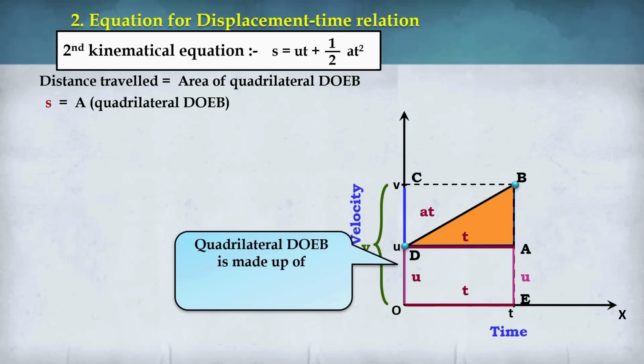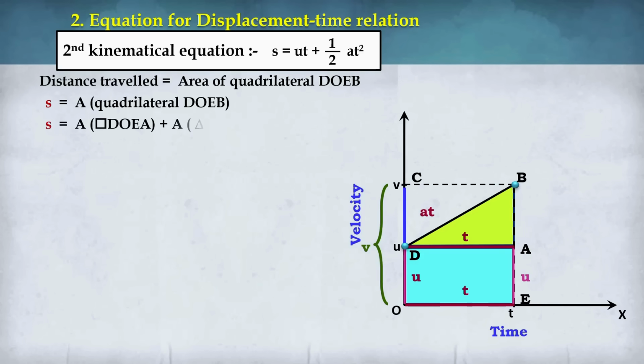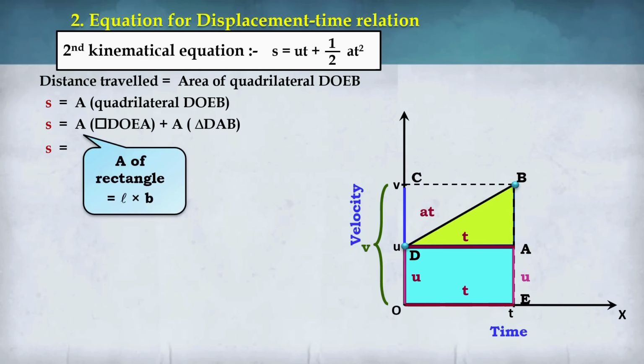This quadrilateral can be divided into two simple shapes. The first shape is a rectangle, and the second shape is a triangle. So the total displacement is equal to the area of the rectangle plus the area of the triangle. First, let us find the area of the rectangle.